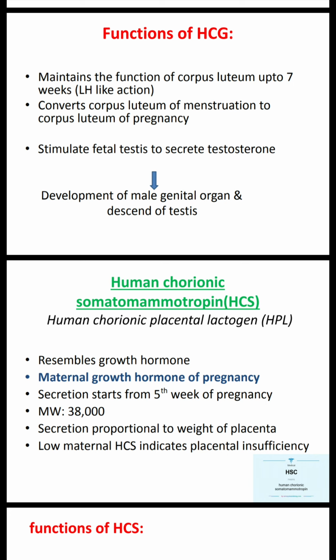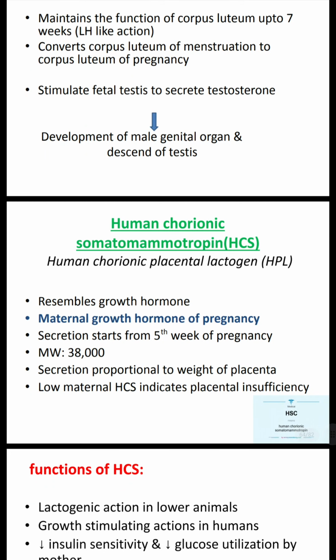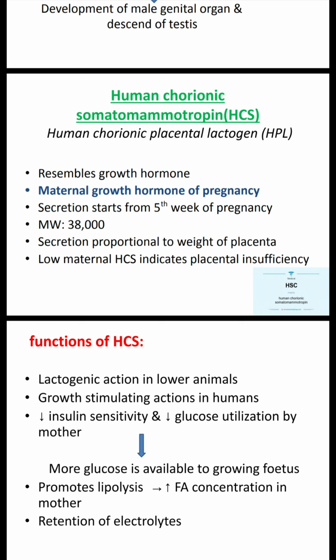Now, human chorionic somatomammotropin. It is also called human placental lactogen, that is HPL. It resembles a growth hormone. It is a maternal growth hormone of pregnancy. The secretion starts from the 5th week of pregnancy. The secretion is proportional to the weight of the placenta. Low maternal HCS indicates placental insufficiency.